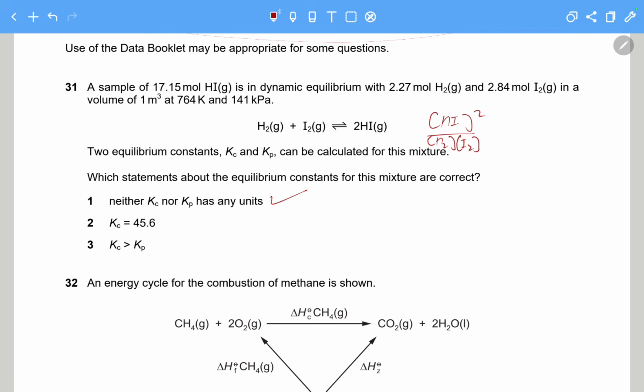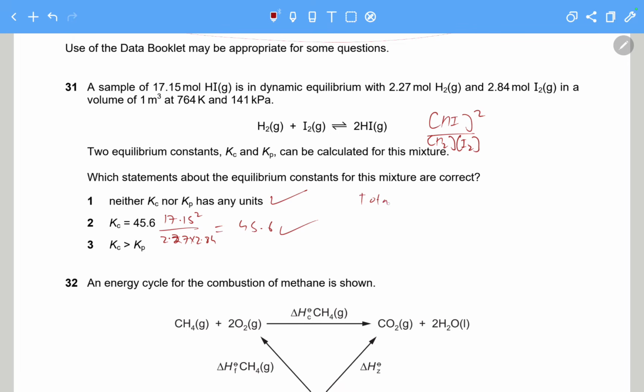Kc is equal to 45.6. We'll have to calculate this. So it will be 17.15 squared over 2.27 into 2.84, which is equal to 45.6. This is correct. Kc greater than Kp. We will have to calculate Kp, and which is why I said this is a cruel question.